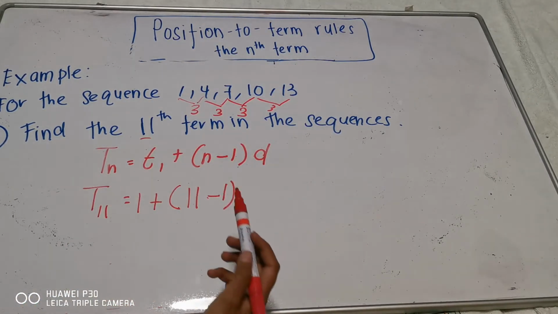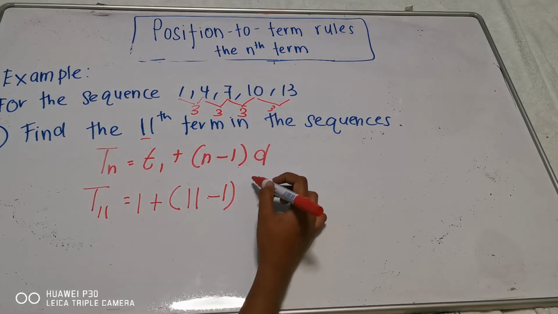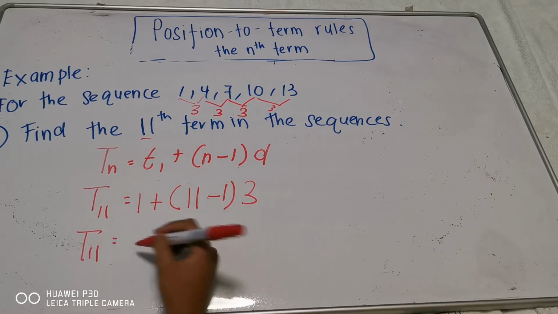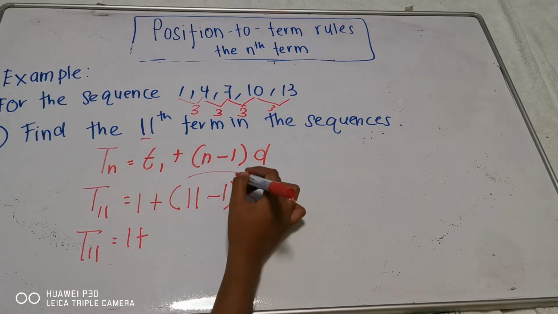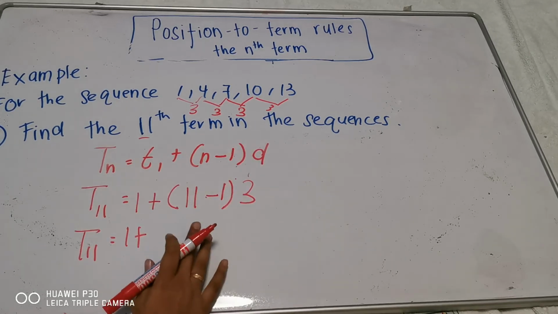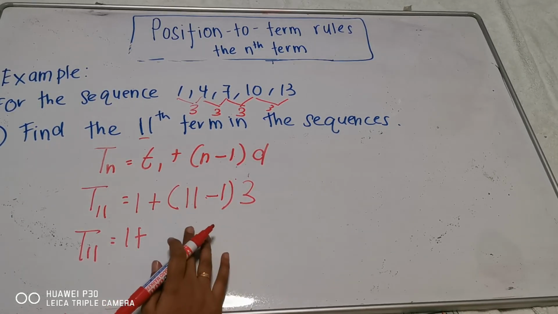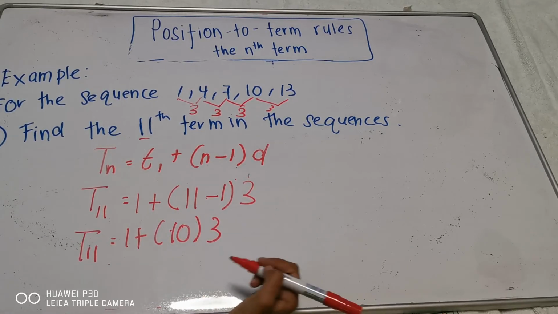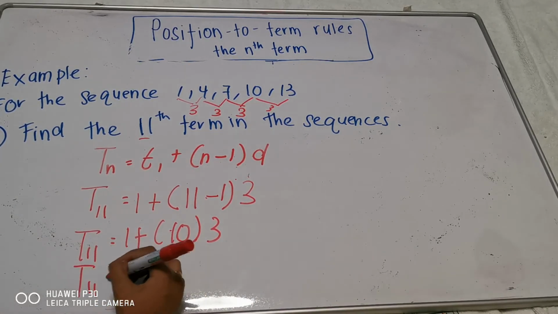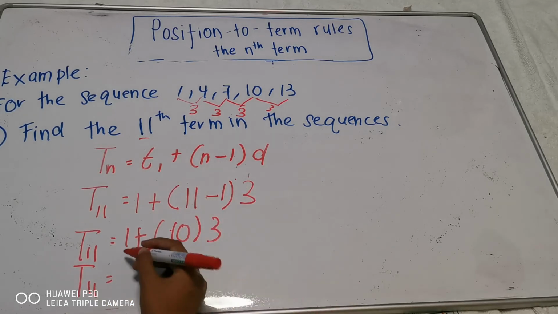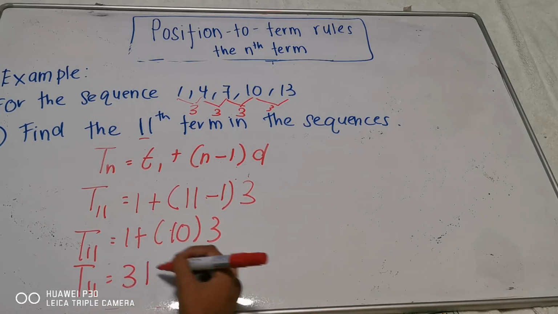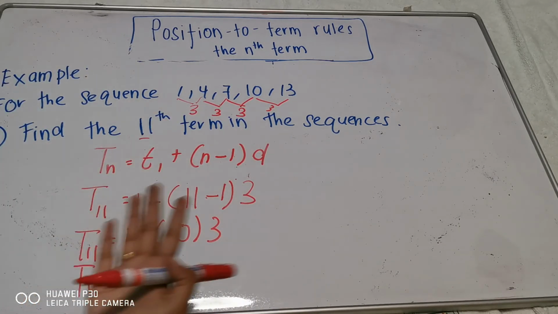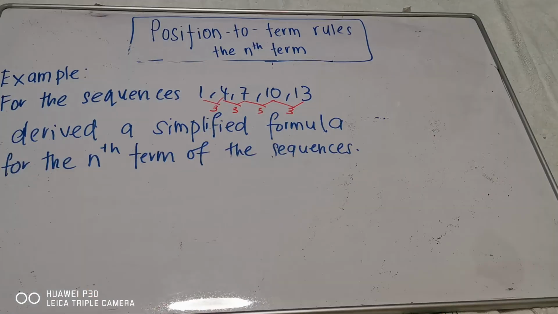So all I need to do is to substitute the 3 into d. We can solve this as a normal equation, 1 plus 3 times d. All you need to do is to solve the bracket first. Once you solve the bracket, 11 minus 1 equals 10, so 3 times 10. So T11 equals 3 times 10 is 30, and 30 plus 1 will be 31. So the 11th term for the given sequence is equal to 31.